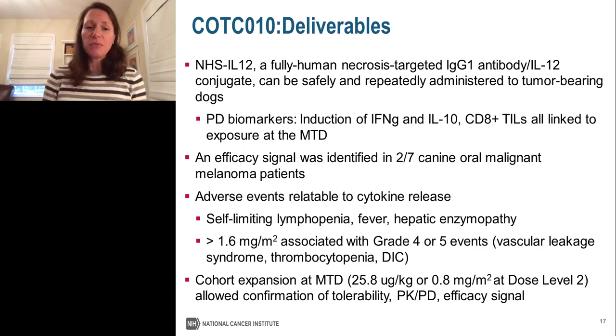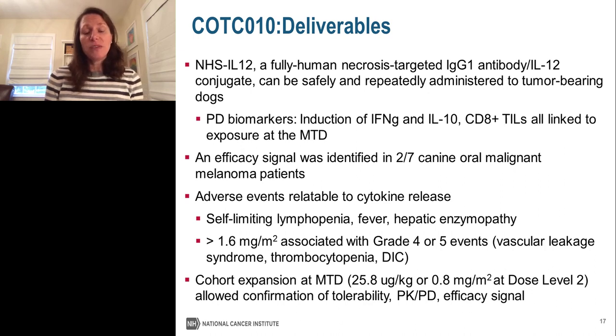So the deliverables from this trial were many, and I'll spend a few minutes highlighting them. This is a fully human necrosis-targeted IgG1 antibody IL-12 conjugate. We found it can be safely and repeatedly administered to tumor-bearing dogs and does elicit the expected PD biomarkers. We also, because we had access to bulky disease, were able to serially biopsy the lesions undergoing treatment and look at things like CD8 positive tumor-infiltrating lymphocytes and other changes in histologic appearance, and try to link all of those PD biomarkers to exposures that were captured with the pharmacokinetic assessment.